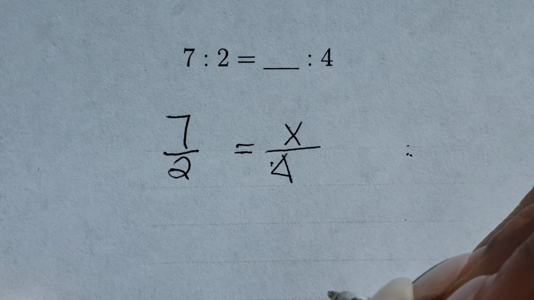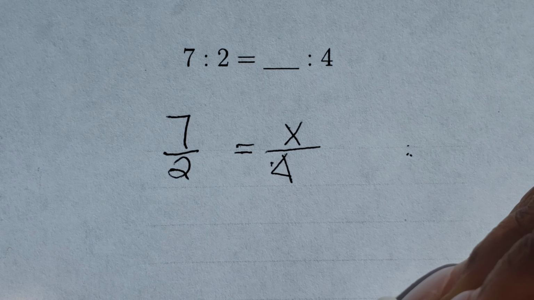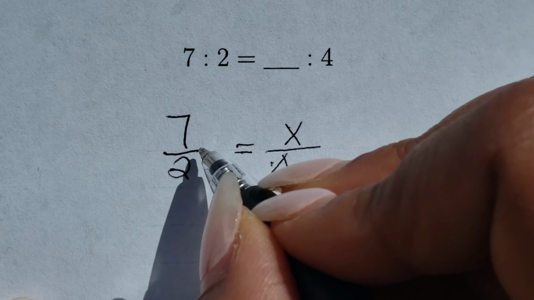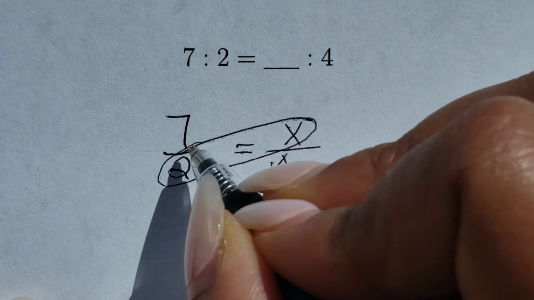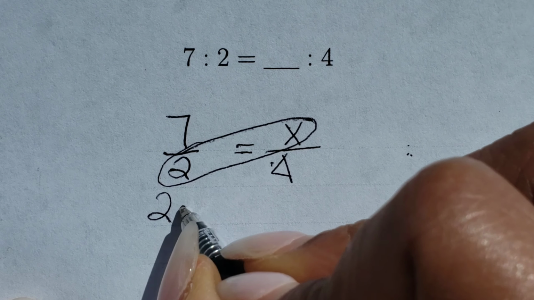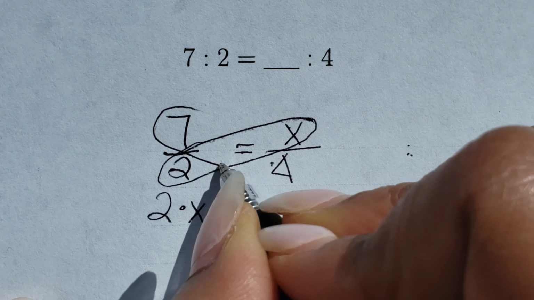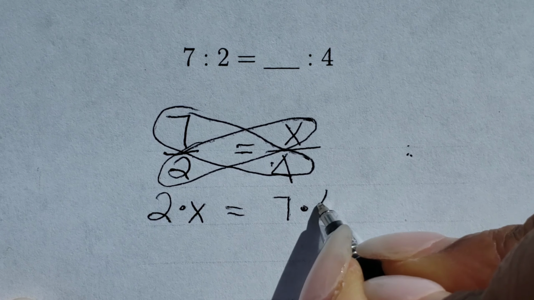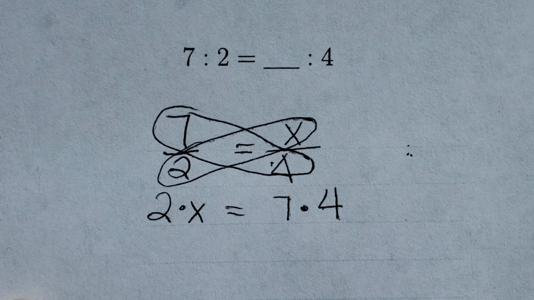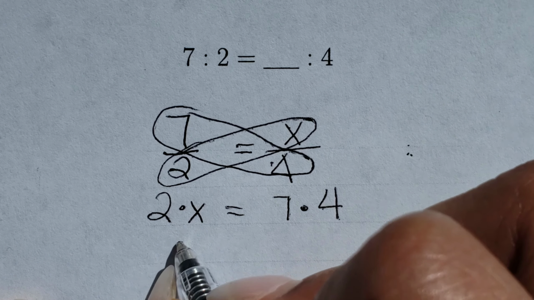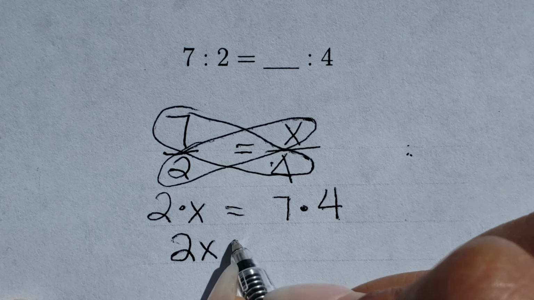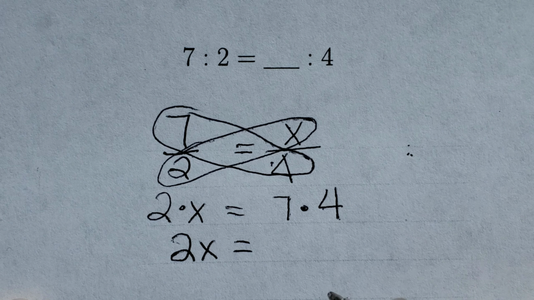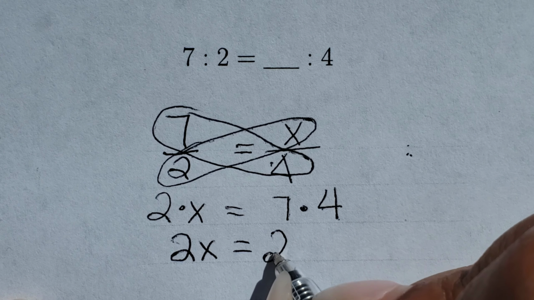Next, we're going to do our butterfly method, which is our cross multiplying. So I have 2 times x equals 7 times 4. From here, we're just going to simplify this, and we're going to do 2 times x, which gives us 2x, equals 7 times 4, which equals 28.